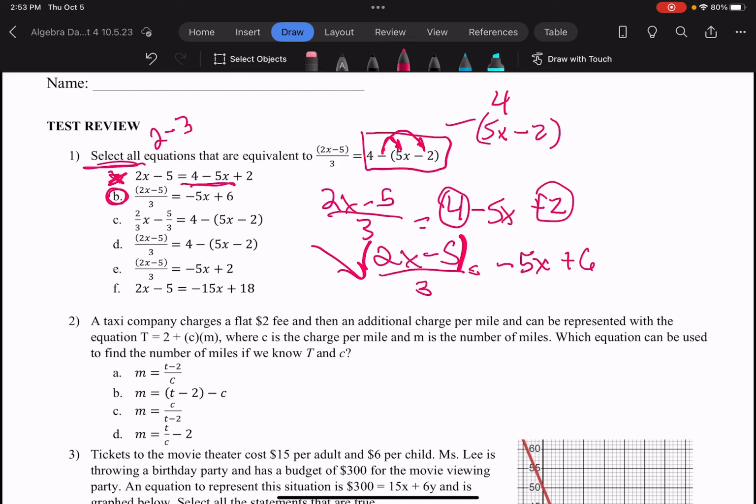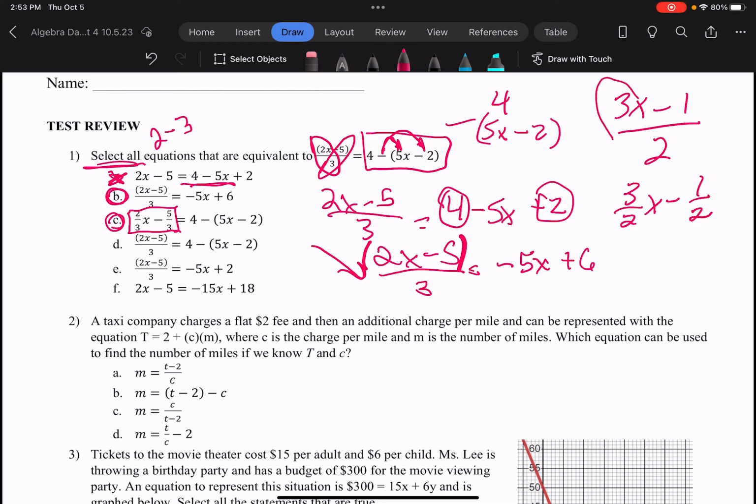Letter C is the same as the original equation, except they broke it up into two fractions. So this is perfectly legal because this and this are separate, can be separated as long as you keep your signs correct. So if we were to have, as another example, 3x minus 1 over 2, this is the same as 3 over 2x minus 1/2. Okay, you can split that equation so that each part is dividing by 2 or creating a fraction with 2.